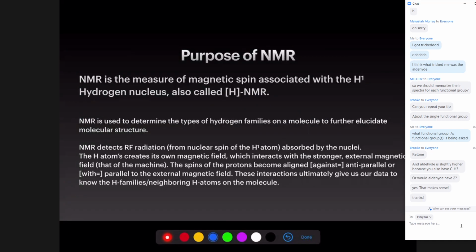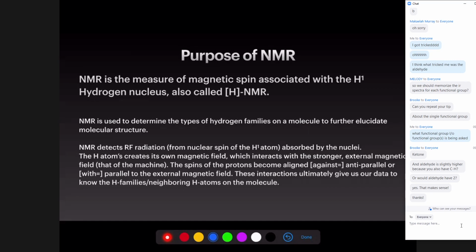Okay, so NMR is a measure of magnetic spin associated with the hydrogen nucleus, also called HNMR. Like I said before, in organic chemistry, most of you have probably gone through carbon NMR and hydrogen NMR for spectroscopy. On the MCAT, my personal experience is I've only seen HNMR. So I would say study HNMR more than your carbon NMR. You might want to ask others as well what their experiences were, just to be on the safe side.